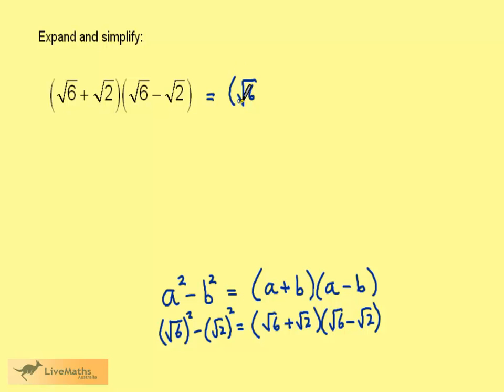Root 6 squared, take away root 2 squared. So root 6 all squared is 6, root 2 all squared is 2, and 6 take away 2 is 4.